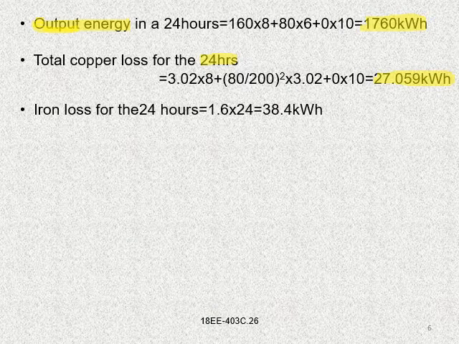Now the iron losses for 24 hours will be directly multiplied by 24, since there is no variation in the iron loss. So directly 1.6 into 24, that gets 38.4 kWh.